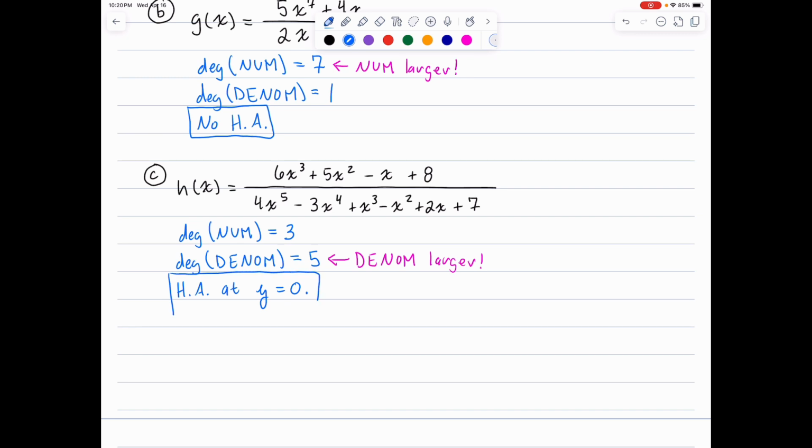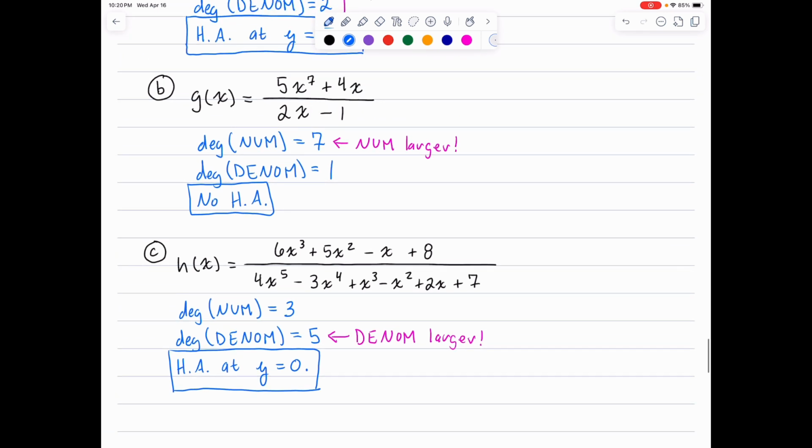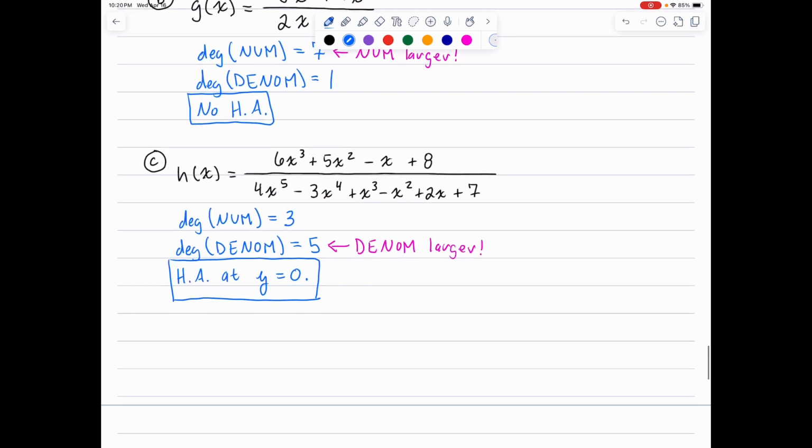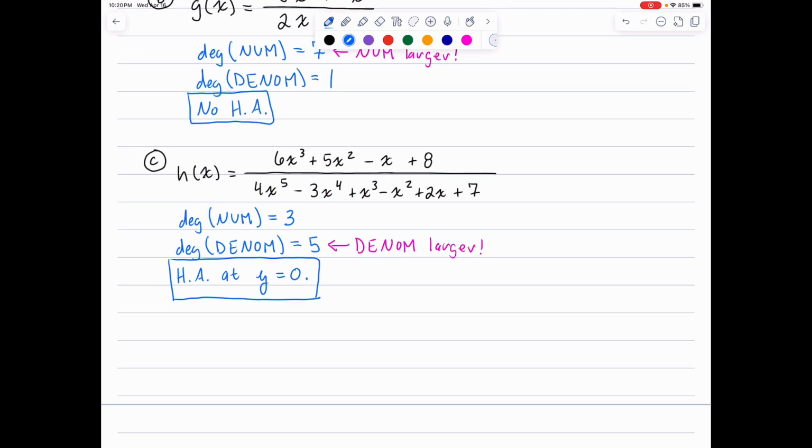So this example highlighted all 3 cases: one where they're equal, one where the numerator is larger, and one where the denominator is larger. Now we're going to want to talk more about finding things to help us graph. Knowing our horizontal asymptotes will help us graph. Knowing our vertical asymptotes will help us graph. But being able to find y and x intercepts will also be very useful.